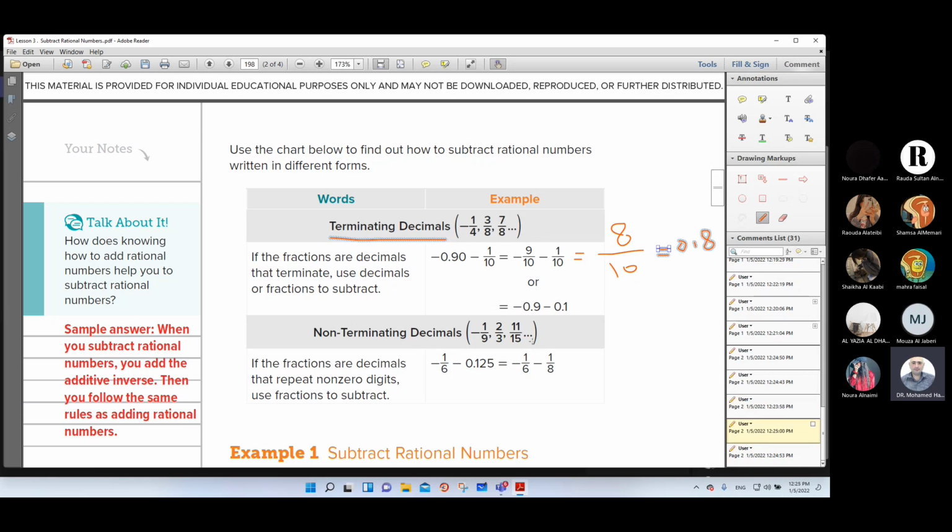Or you can change the fraction to the decimal. And here 0.9, and 1 over 10 will be 0.1. 0.9 minus 0.1 will be 0.8. You can do the two ideas if you have terminating decimals.